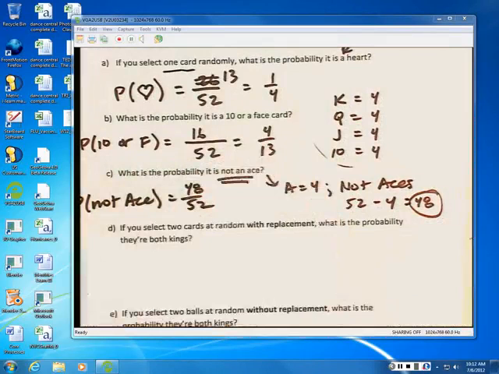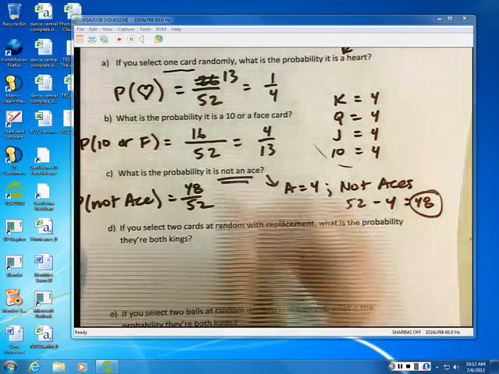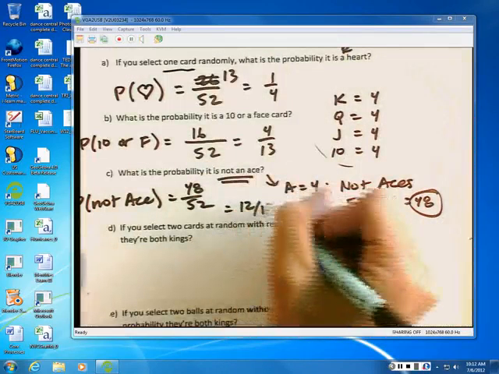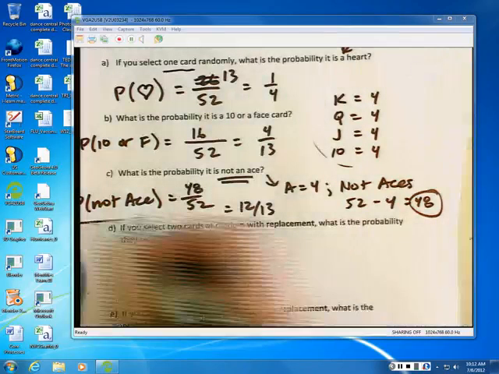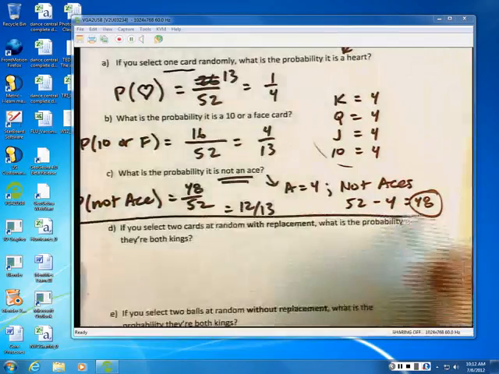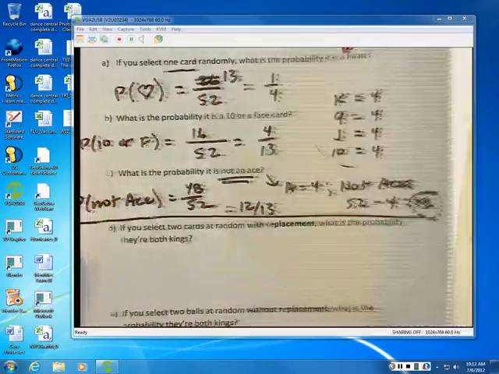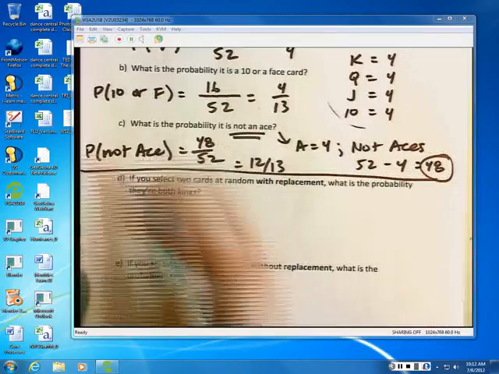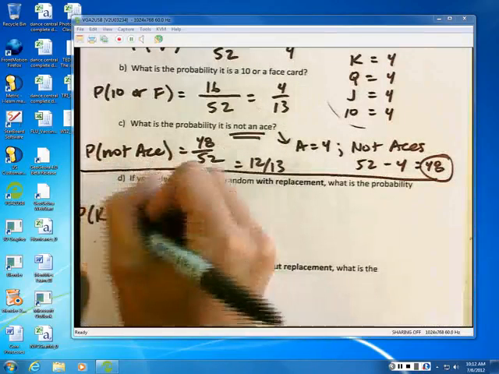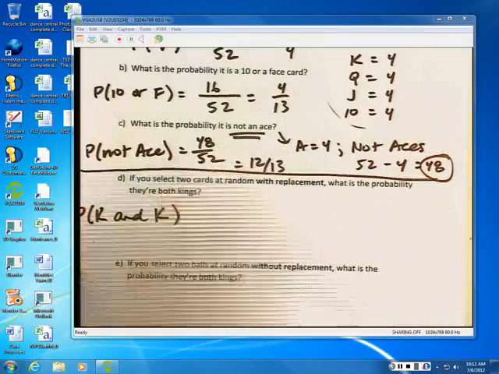And I'm going to do, again, 48 divided by 52. Math menu, I'm not showing you this time. Convert to fraction, and that reduces down to 12/13. Okay, so that was all for 1 card. Now we're going to select 2 cards at random. So that word "and" is going to show up again, because the probability that they're both kings, you're going to think of this as a king and a king.